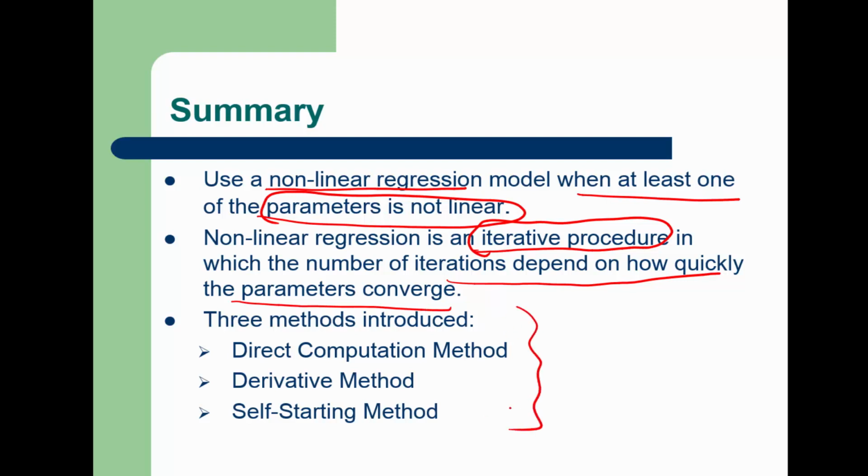And there are three ways of doing it, and we have seen that, right? We have seen the three ways of computing, doing the optimization and getting the values of the coefficients. So that's a brief introduction to what nonlinear regression is, how it is different from polynomial regression and linear regression, and what are the ways in which you can compute the parameters of nonlinear regression.